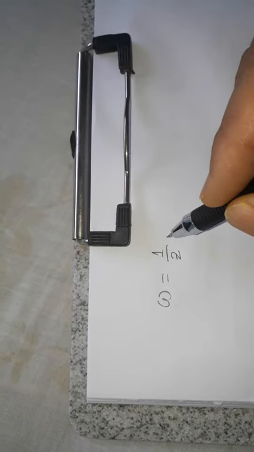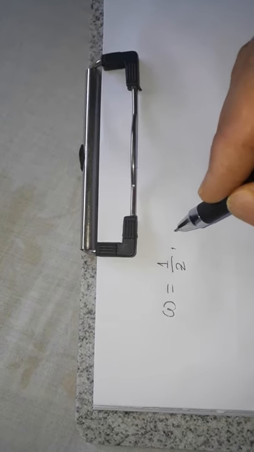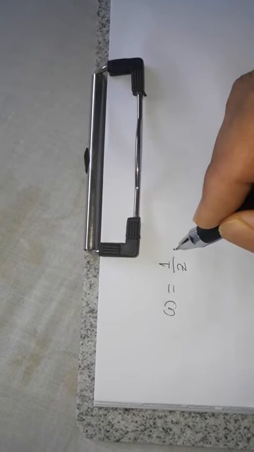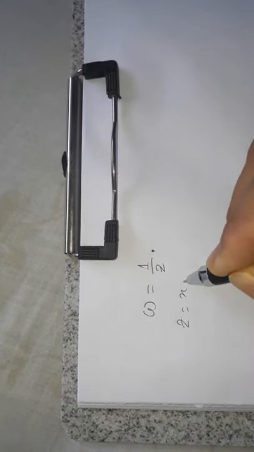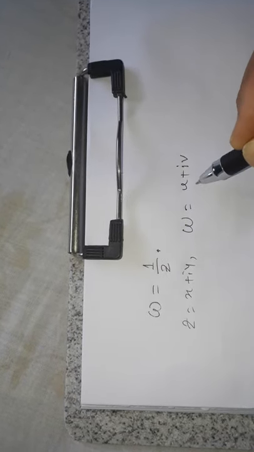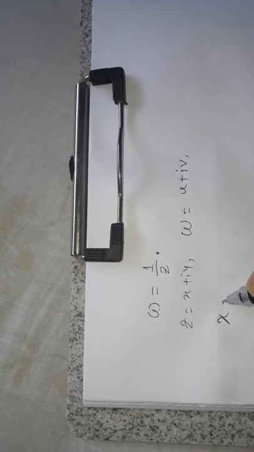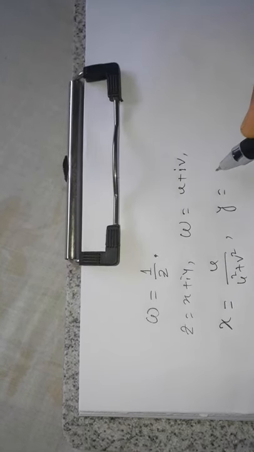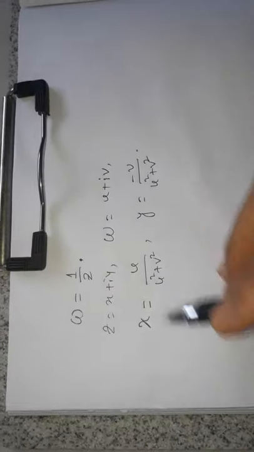In this video, I will show that the inverse transformation, w equal to 1 over z, transforms circles or straight lines into circles or straight lines. We have already noticed that if z equal to x plus iy, and in the w plane the real and imaginary parts are u and v, then x is u over u square plus v square, and y equal to minus v over u square plus v square. Okay, so we have seen this.